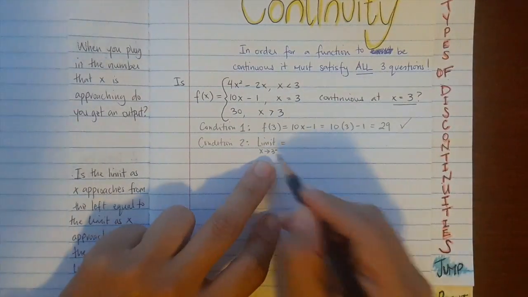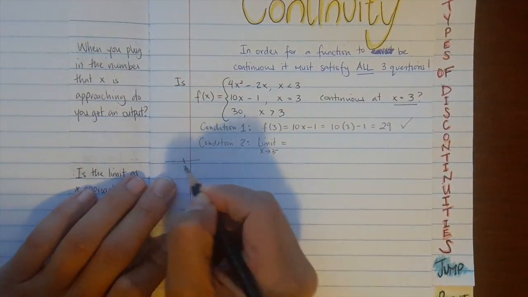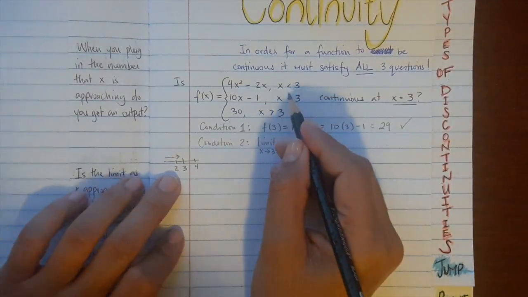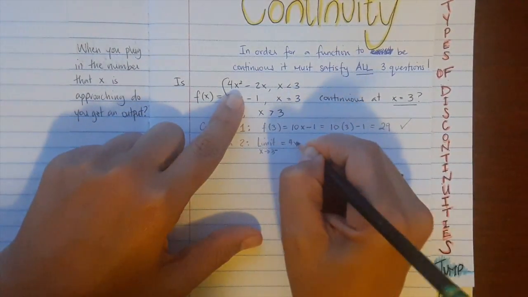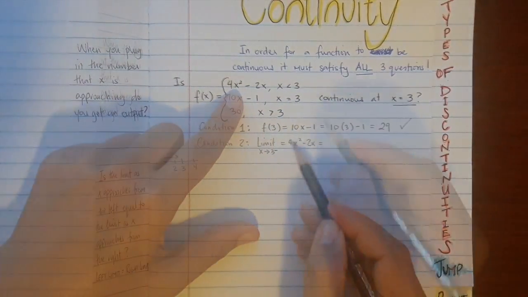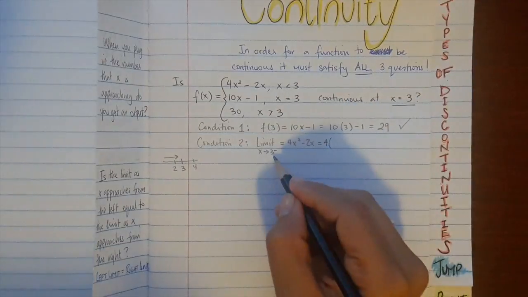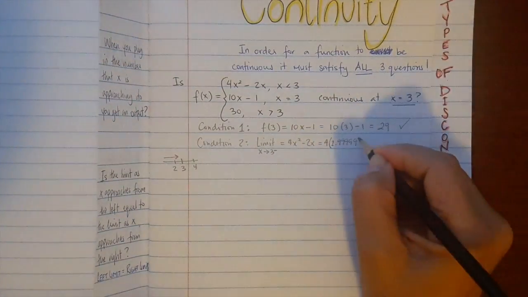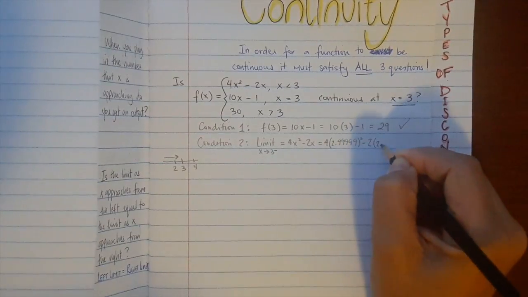Now, if it's coming from the left, it's coming from like 2, so real close to 3 would be like 2.9999, which is the first one, which is 4x squared minus 2x. And if I pick a value really close to 3, so let me pick 2.99999, and you can really pick whatever you want, just really close to 3. And then I plug that in the function.